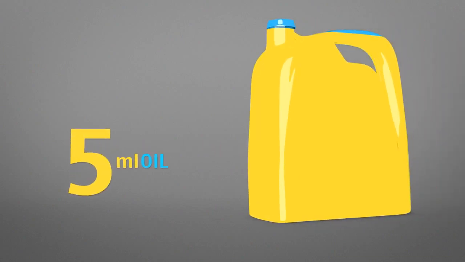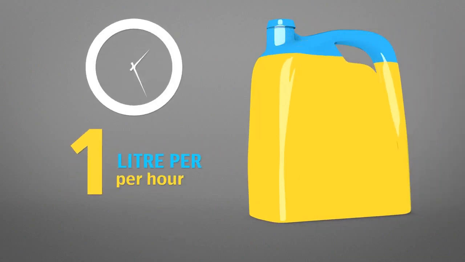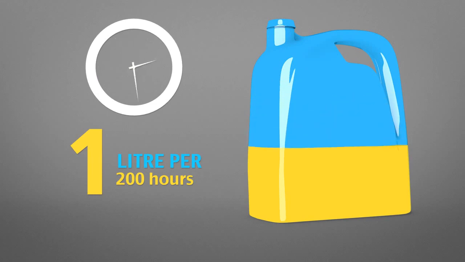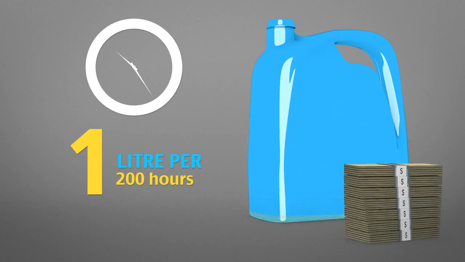A separator losing oil at 6 parts per million could lose around 5 milliliters of oil every hour, or 1 liter every 200 hours, adding more avoidable cost to your annual bill.